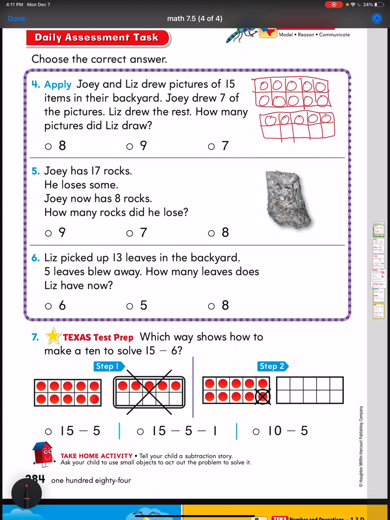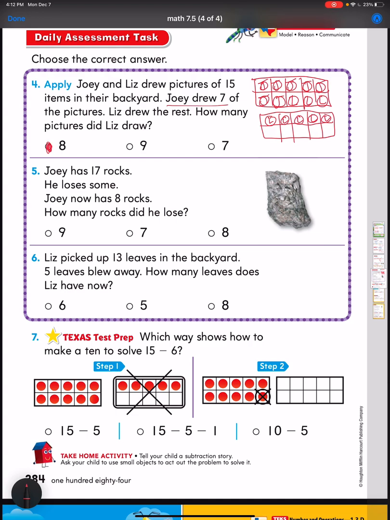I know that Joey drew 7. So Joey drew this one, that's 3, 4, 5, 6, 7. The rest is what Liz drew. So how many did Liz draw? She drew 1, 2, 3, 4, 5, 6, 7, 8. She drew 8 of them. So I would answer it with this one.